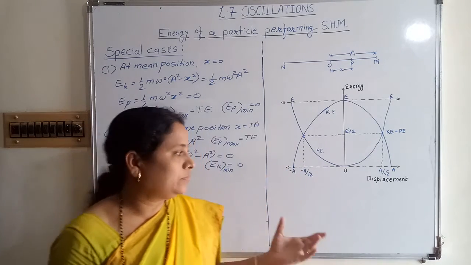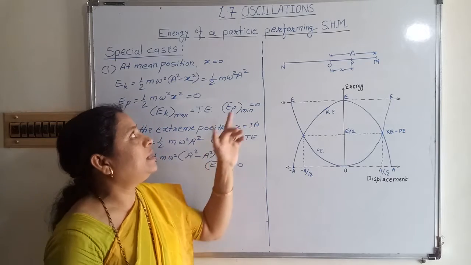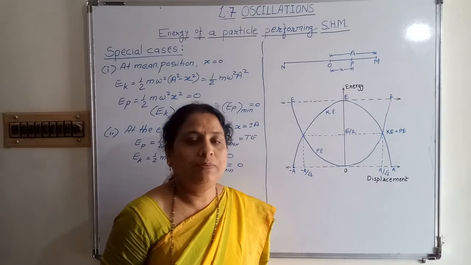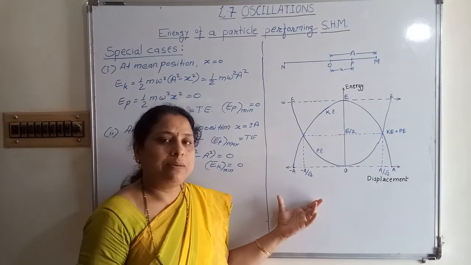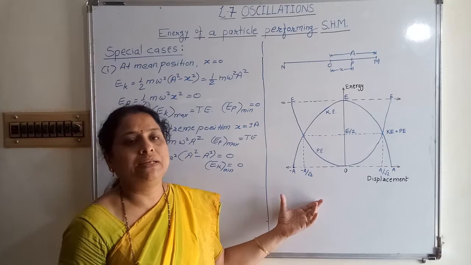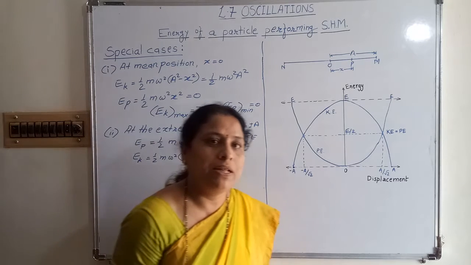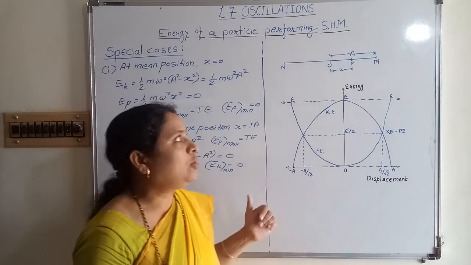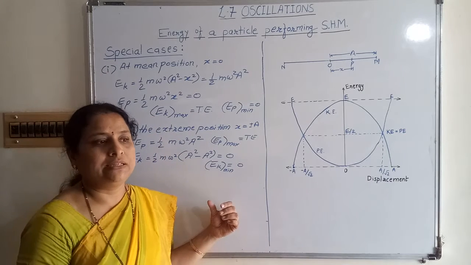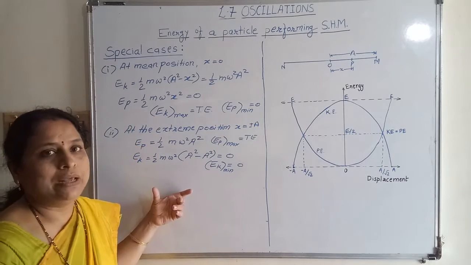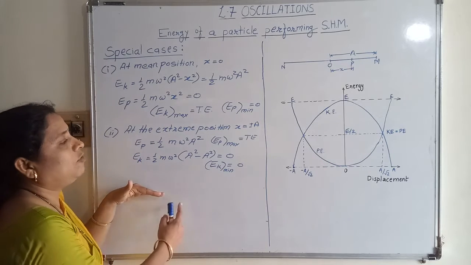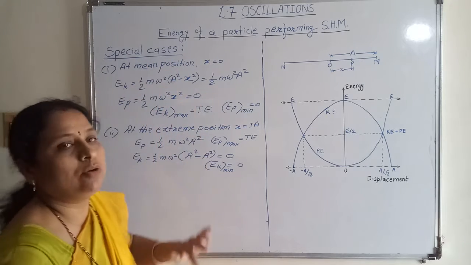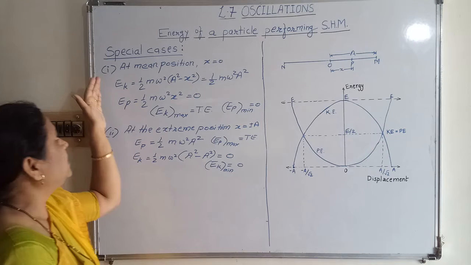In this lecture, I am going to discuss again some terms about the energy of a particle performing S.H.M. In the last period, we discussed how to find the kinetic energy, how to find the potential energy for a particle performing linear S.H.M, and then we found the total energy for a particle performing linear S.H.M. Now I am going to explain some special cases related to energy. So what is the first case here?